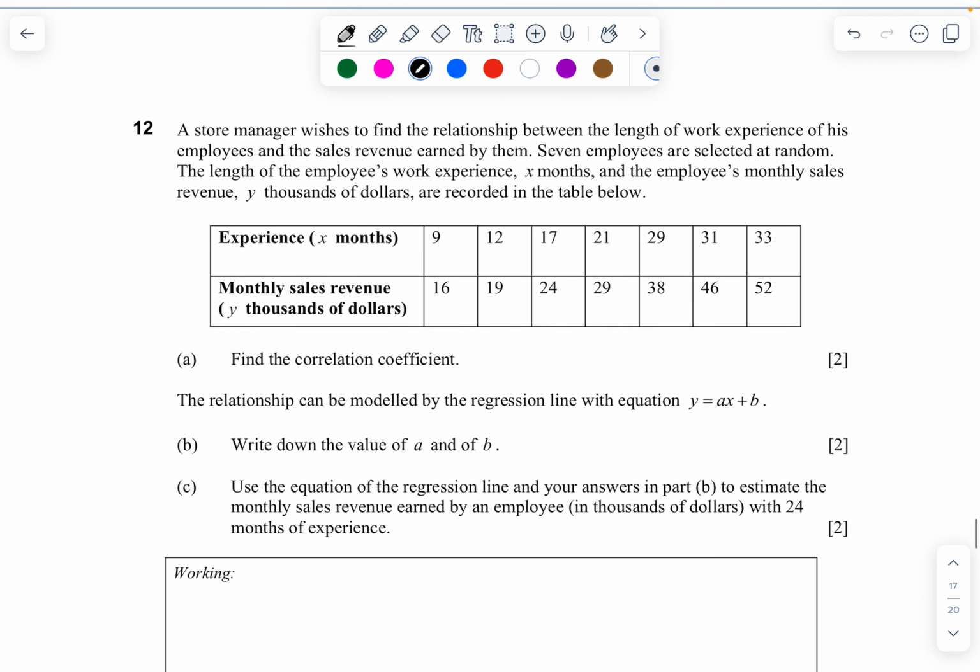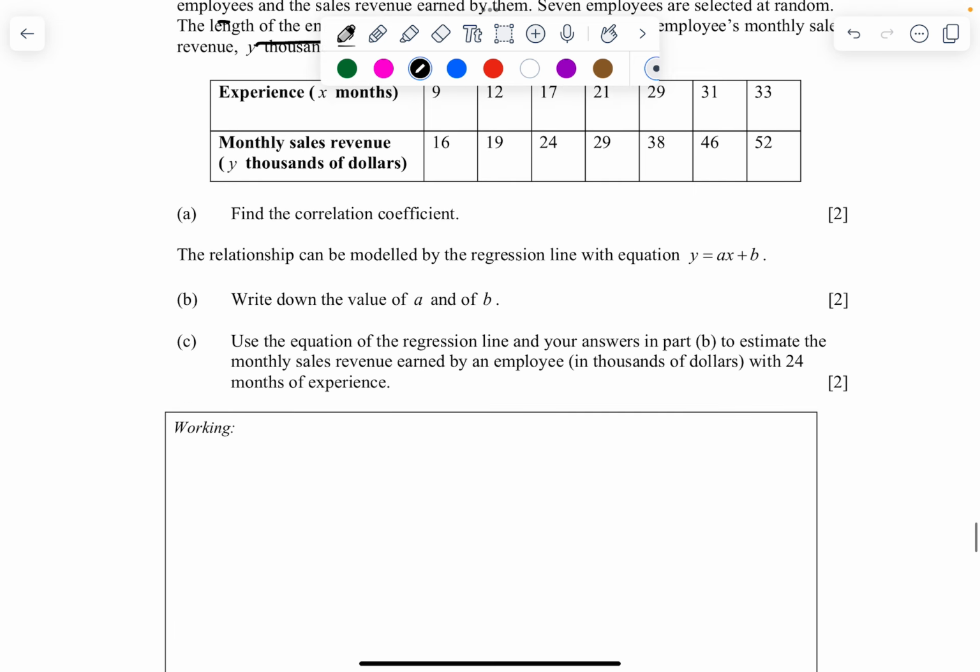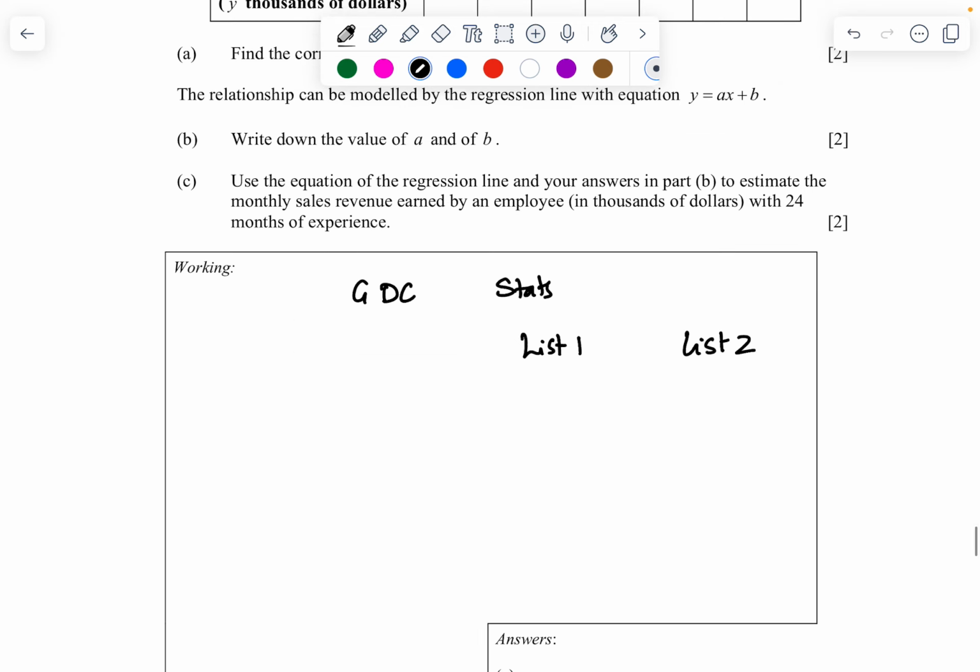Question number 12. A store manager wishes to find a relationship between length of the work experience of his employees and sales revenue. 7 employees are selected at random. The length of the employees' work experience is then noted. Find the correlation coefficient. So use the GDC, use the stats, and under list 1 and list 2, enter the data. Once you enter the data, then execute.